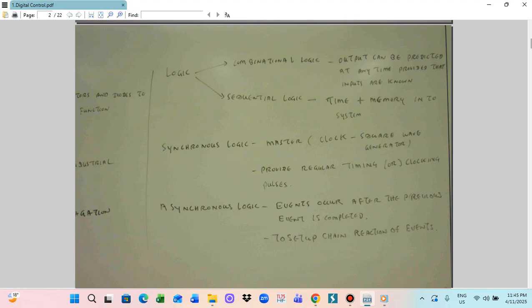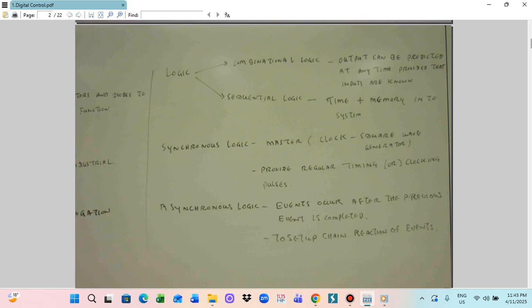So this means that when you know the input, the output can be predicted. And sequential logic means that it introduces the concept of time and memory into the system. So this is time plus memory into the system.